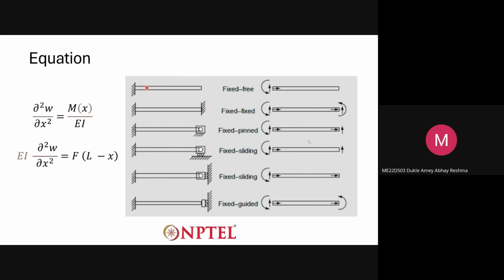Basically, depending on how the beam is attached, if it is fixed from one side and free from the other side, this is how the forces are resolved. If it is fixed from both sides, this is how the forces are resolved. If it is fixed and pinned from one side, then this is how the force is resolved. So you can see from every side how the force resolution works.